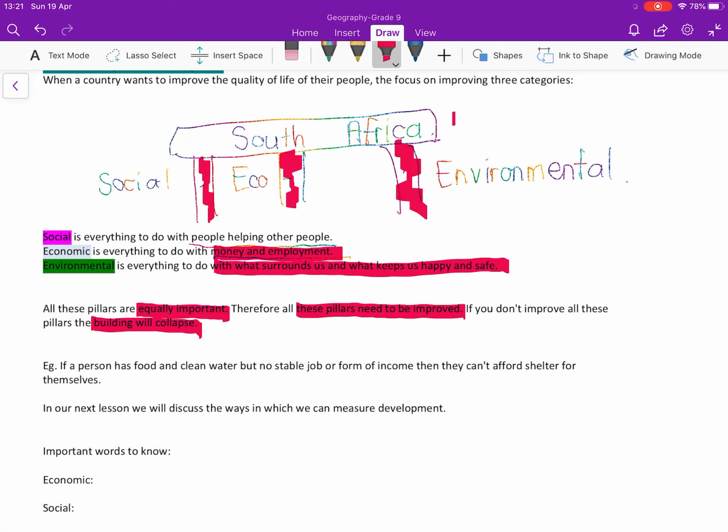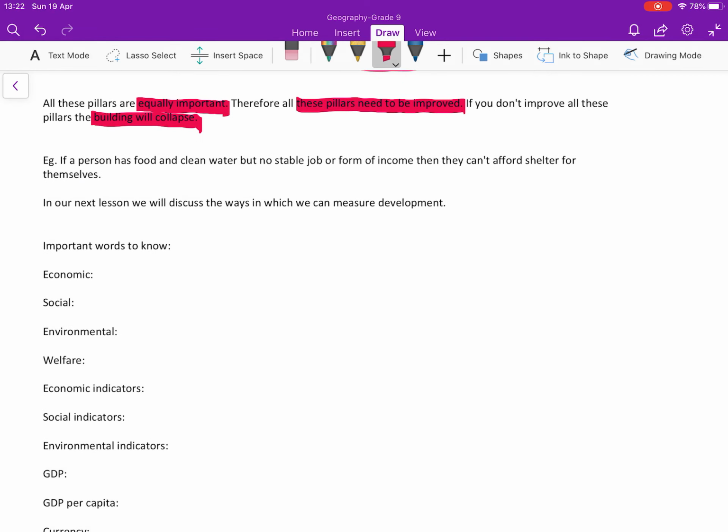Basically, let's look at the economic pillar. Do we have enough jobs available for the amount of people in our country? Or do we have enough stable jobs? Things like the UIF, which is a fund that pays the unemployed. So does the UIF function well enough to support its people? Do people pay tax? All of that will contribute to the economic pillar of our country.